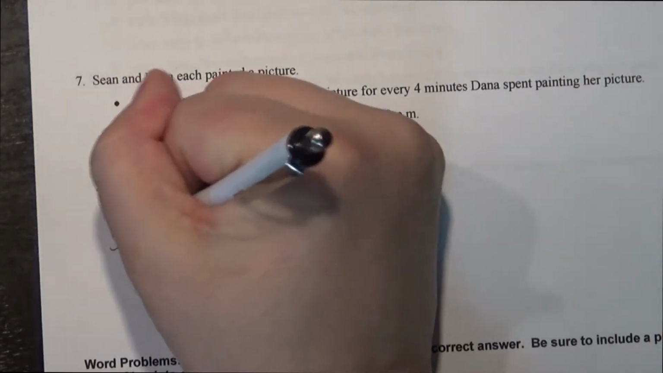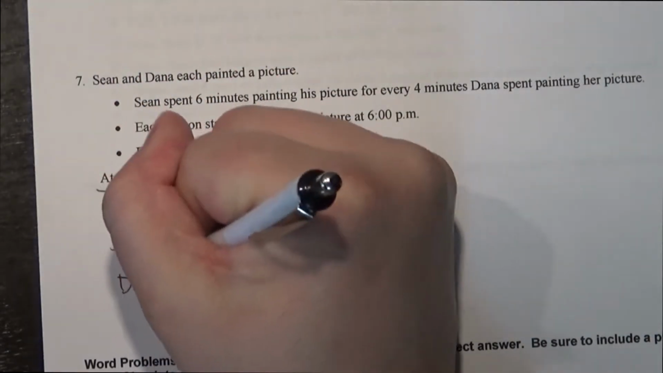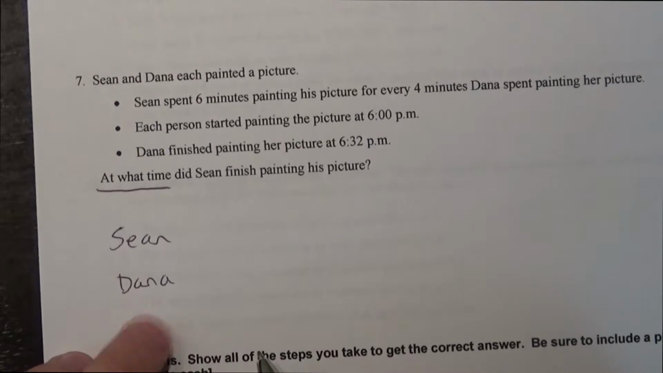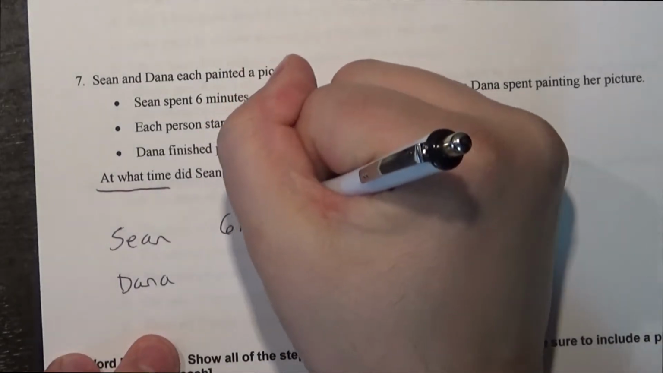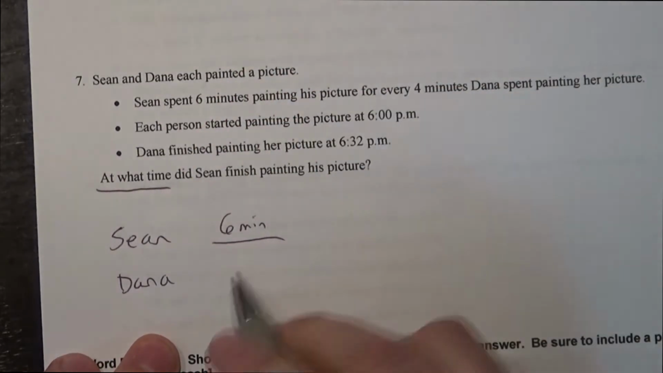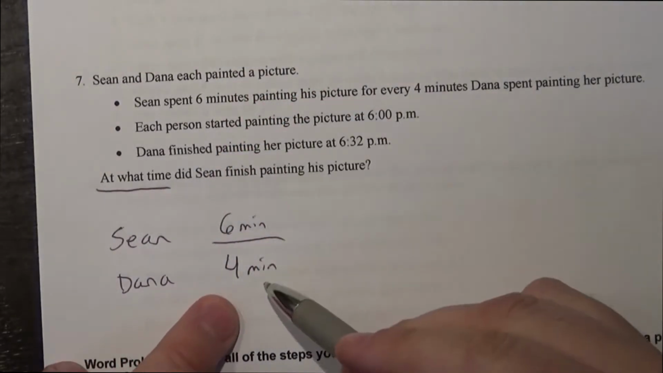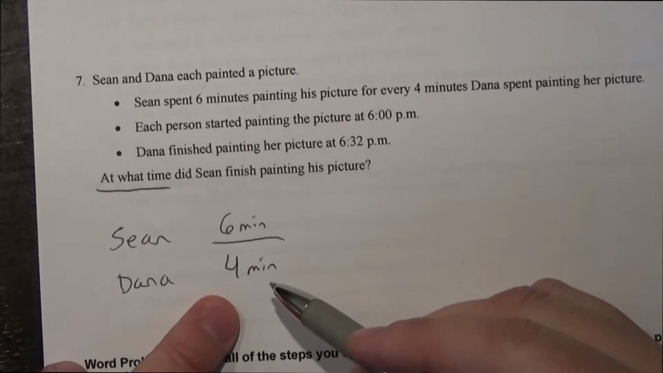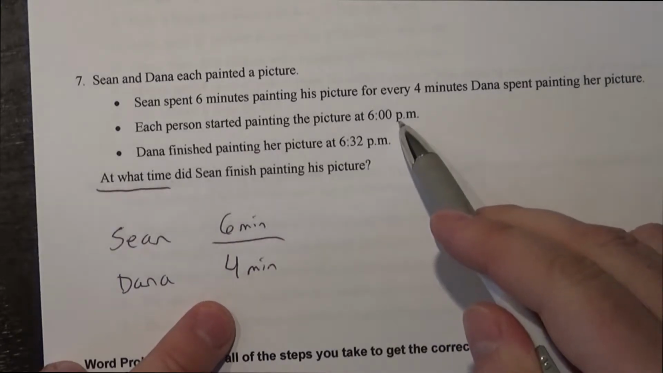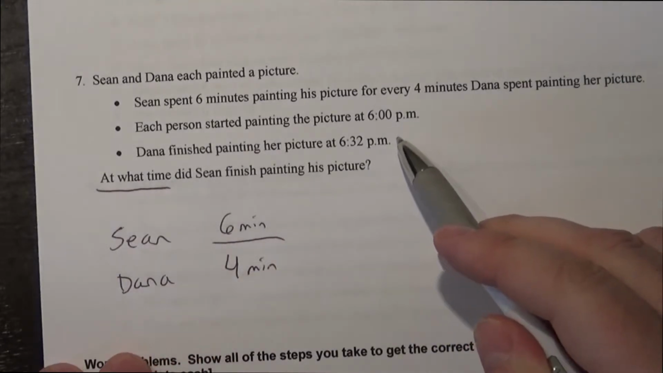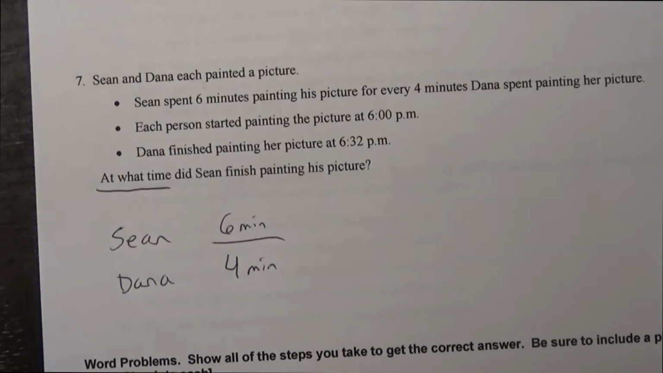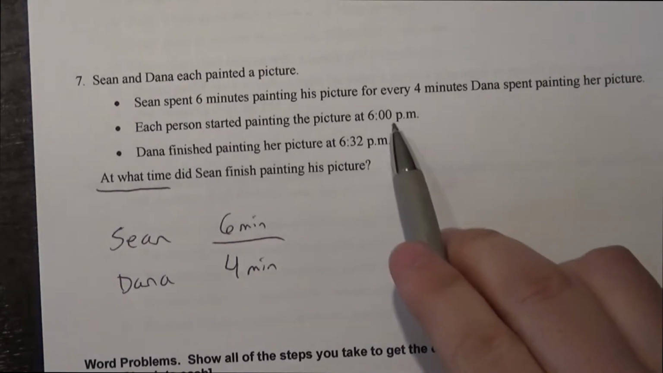So I'm going to think of this with Sean and Dana. All right, maybe this is going to help me. Now, Sean spent 6 minutes painting, and Dana spent 4 minutes painting. So I have a ratio of 6 minutes to 4 minutes when I think of it that way. If they started at 6 p.m., how many minutes did it take Dana to paint her picture? Think about it for a minute. They all started at 6.